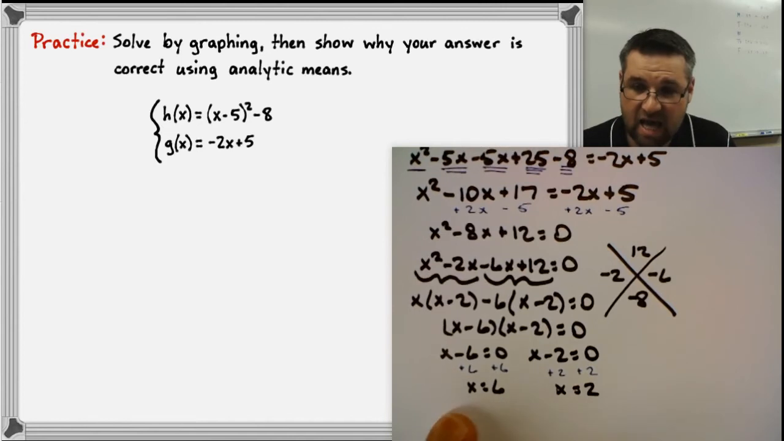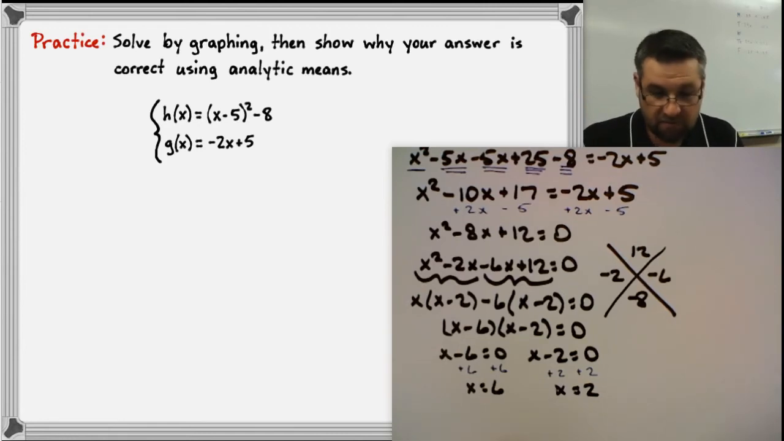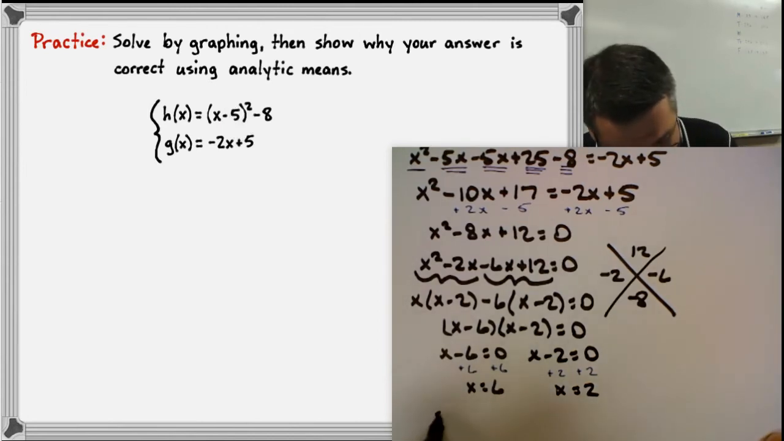Now, those are just the x values because I'm looking for the coordinates of where these two functions intersect. I need to find the y values. So I'm going to go ahead and plug those two back into my original functions. Now, if I did it right, if I plug in 6 to this function, I should get the same answer as if I plug in 6 to this function. So either one will work. I'm going to go ahead and plug it into g this time.